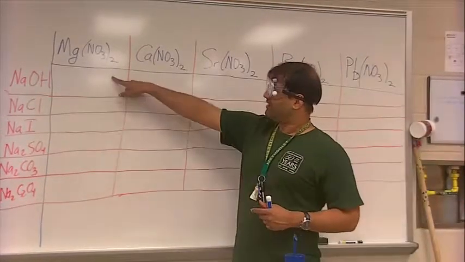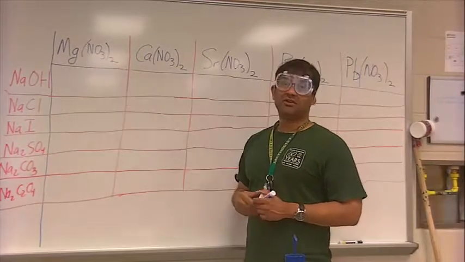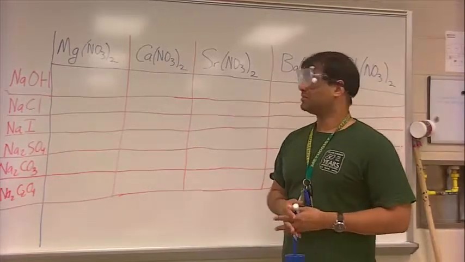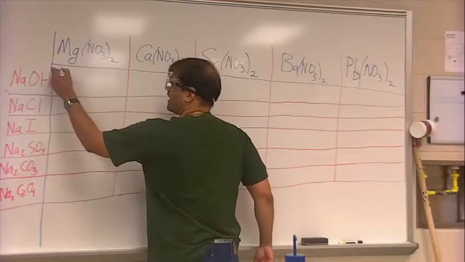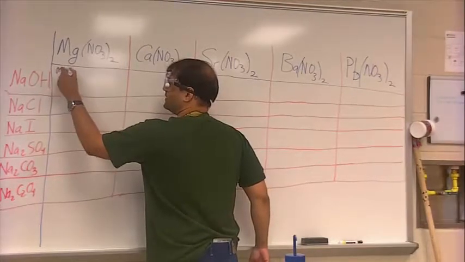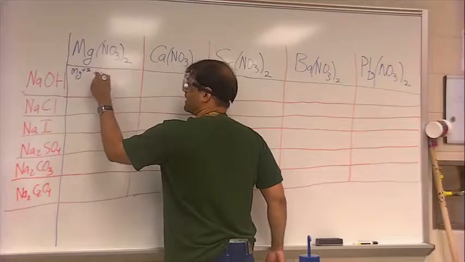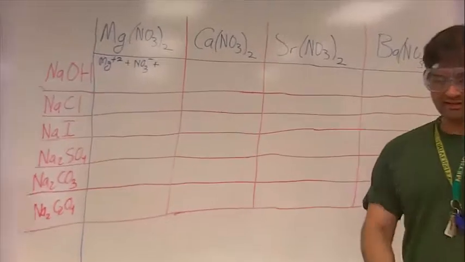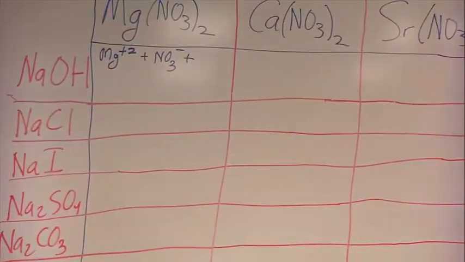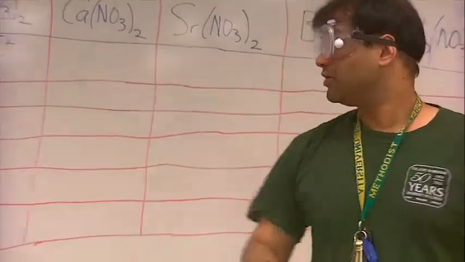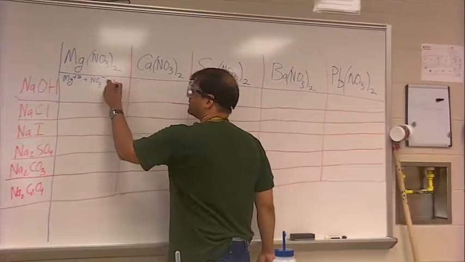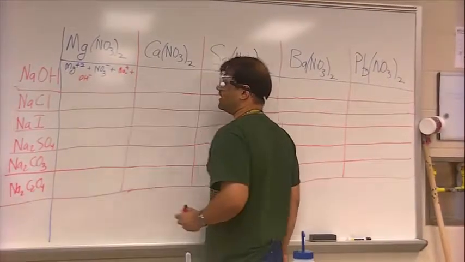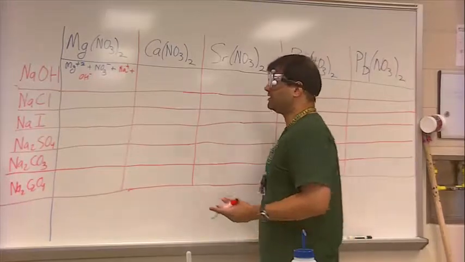So let's just take a look at this. Magnesium nitrate reacts with sodium hydroxide. Magnesium nitrate is soluble. It's completely dissolved in water. So really, aqueous magnesium nitrate is magnesium ion plus nitrate ion. Sodium hydroxide, aqueous in solution, it's completely dissolved in water. So sodium hydroxide, aqueous, is nothing more than sodium ion plus hydroxide ion. All of these ions are aqueous.